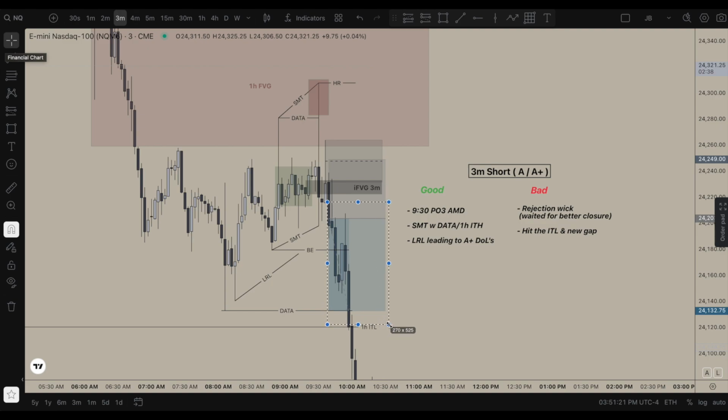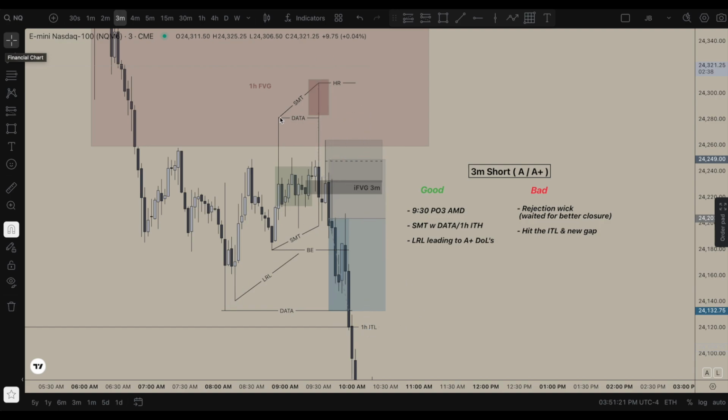As you can see, this delivered very well, but we ended up getting break even because price flushed through this break even point and then returned back up and then delivered price. So it's pretty unfortunate, but it is still a very good setup because we did have our 9:30 PO3 showing that we are accumulating during this pre-market range, and then at 9:30 manipulated and created all these lows, adding to the liquidity here that are easy to target.